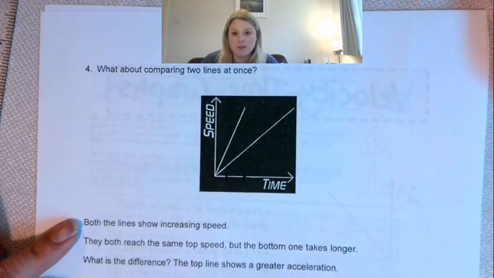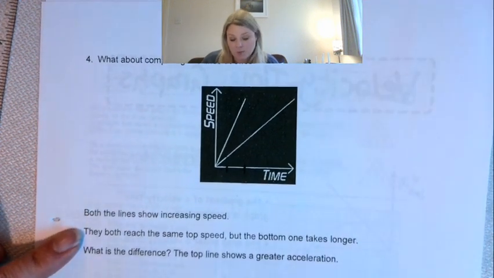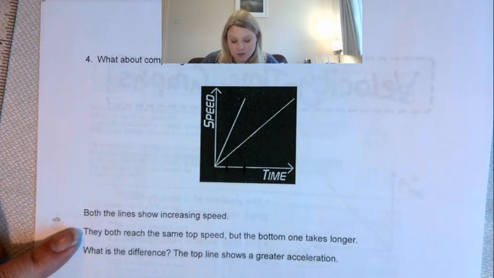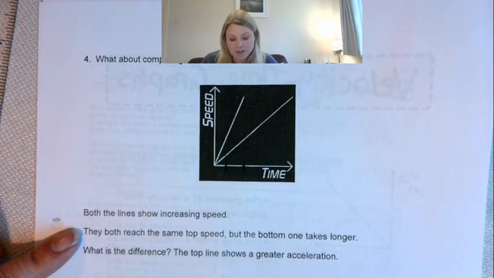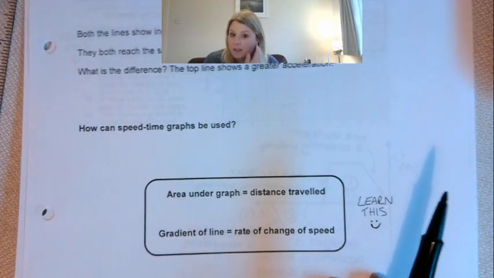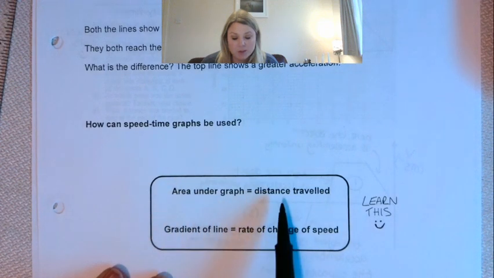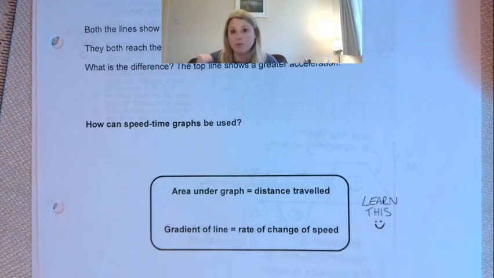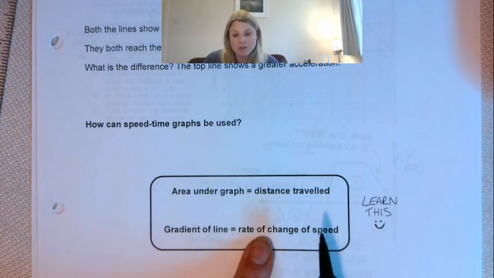Both the lines show increasing speed. They both reach the same top speed, but the bottom one, this one, takes longer. What's the difference? The top one has a greater acceleration. So here's what we need to be able to do with speed time graphs. I haven't talked about this yet, give me a wee second and I will, but the gradient of the line, so that same process we used with the displacement time graphs, if you calculate the gradient of the line, it'll give you the rate of change of speed.